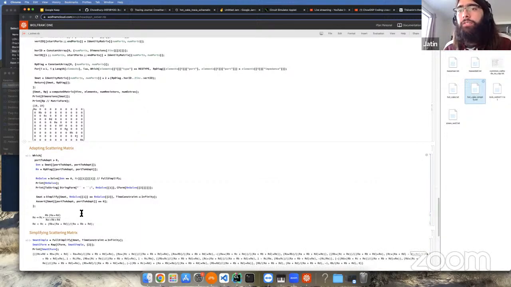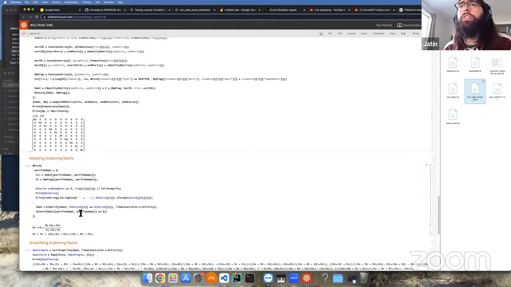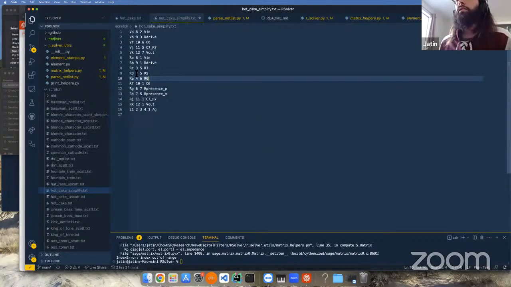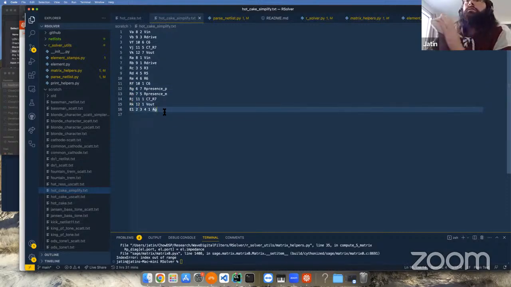So here's where we adapt the scattering matrix, but that's not actually what we want. Oh, you know what? That seemed to work because we computed the unadapted scattering matrix here. That seemed to do the right thing. Yeah, so we end up with this 10 by 10 scattering matrix. And if you look back at our netlist, 1, 2, 3, 4, 5, 6, 7, 8, 9, 10. Yeah, we have 10 ports. So that should be the right thing. Okay. Let's give that a try.